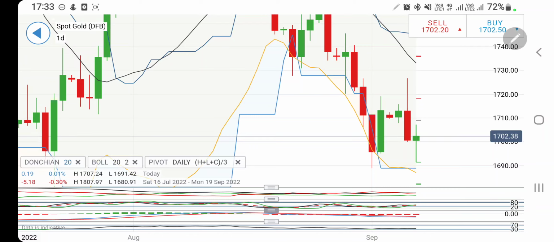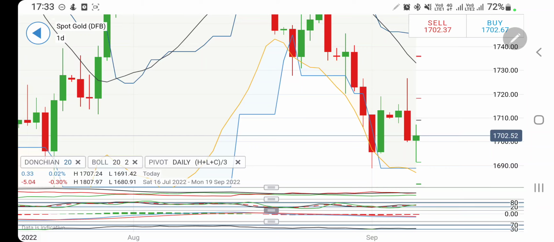1690-92 again is going to be a strong resistance, and below that it may see a good crash to 1684, 1680, if not today, possibly by tomorrow. Any close below 1690 is a good indication that it may try to remain bearish tomorrow also. Every rise is a good sell opportunity.